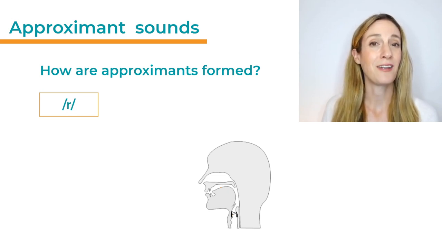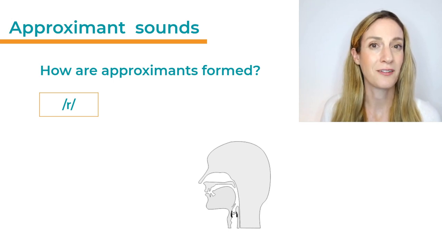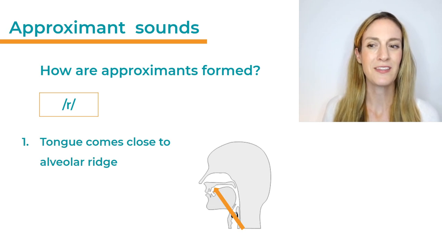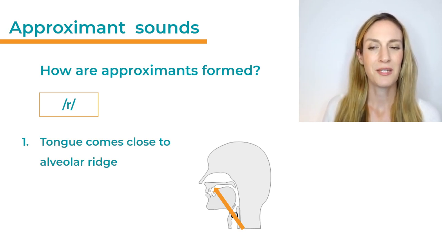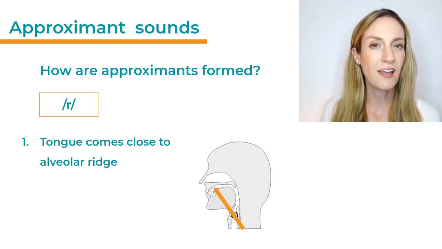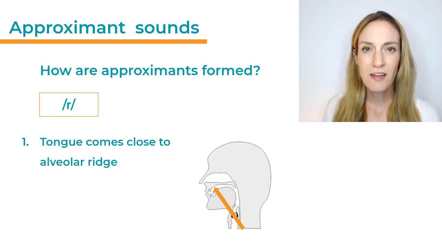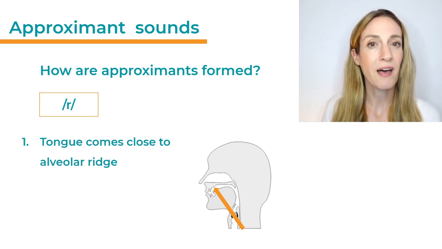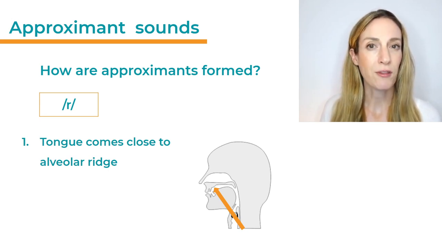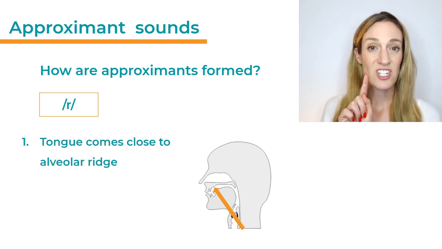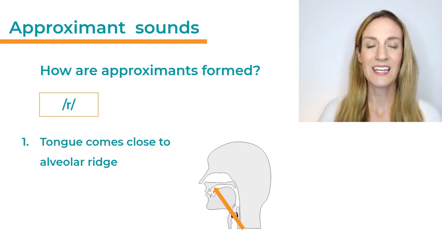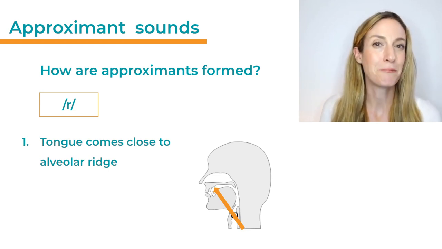Let's have a look at our next approximant, R. How is R formed? Now, R is formed because the tongue comes close to the alveolar ridge. Now, the alveolar ridge is the little bump just behind your teeth at the top of your mouth. So we've got our teeth, and just behind here, we've got, I would call it a little bump, it's quite hard, and that is what we call the alveolar ridge.